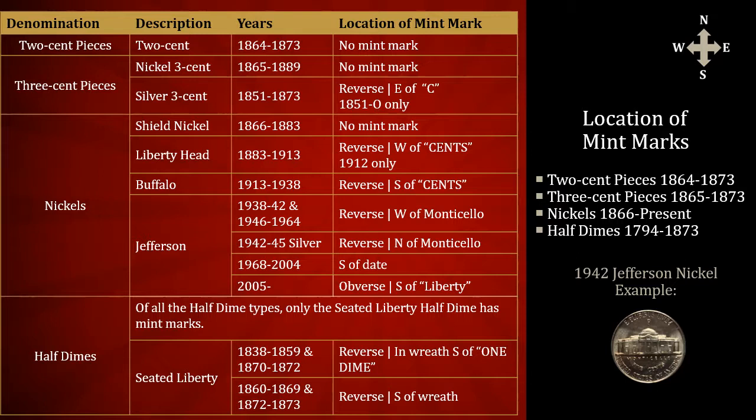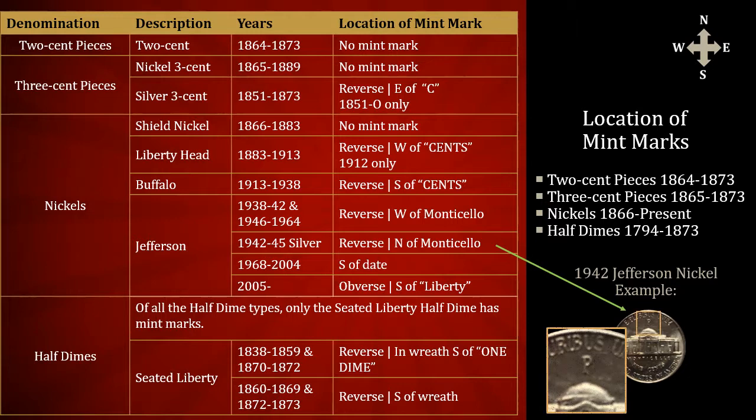This table covers 2-cent pieces, 3-cent pieces, nickels, and half dimes. And just like the last slide, it shows you what years they were produced and where to find the mint mark. The example we have for this one is a 1942 Jefferson nickel. Now the 1942 Jefferson nickel is actually called a war nickel, and the mint mark on this coin is different than the rest of the Jefferson nickels. This one is actually located above the dome of the Monticello. It's actually a P, and you can see it there in the magnified view.